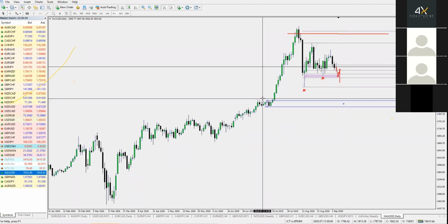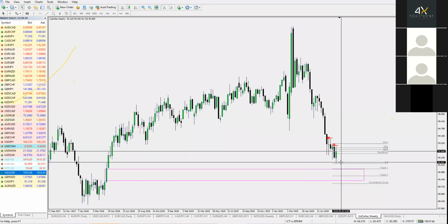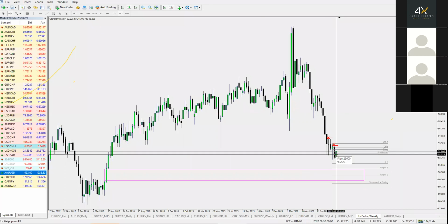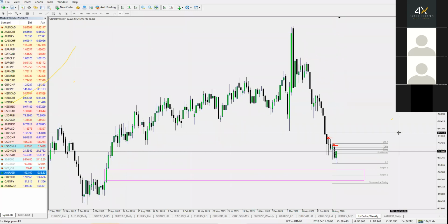Okay, so those are likely scenarios for gold to play out, but that would depend on the strength of this dollar, which to me still looks very bearish, although everyone was shouting that it's very bullish now because of NFP. I disagree. I still think it's bearish.